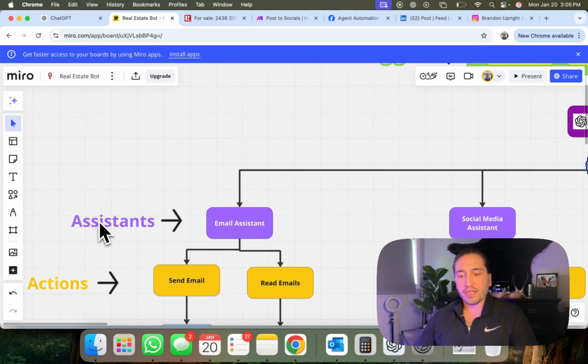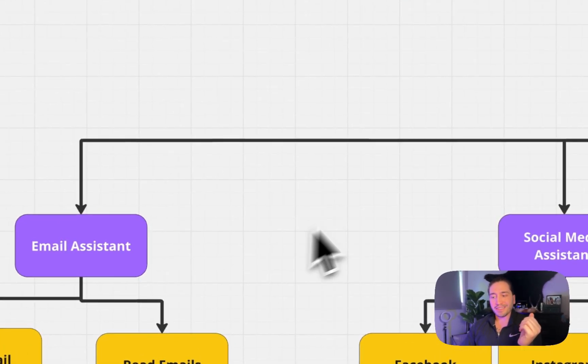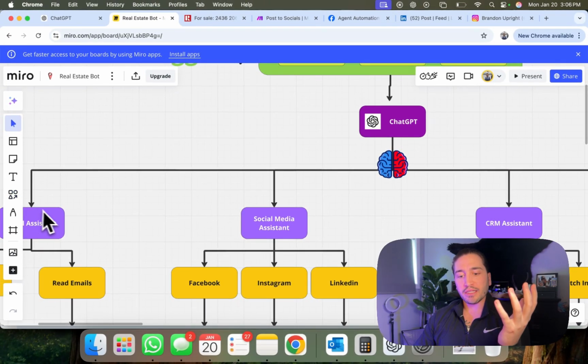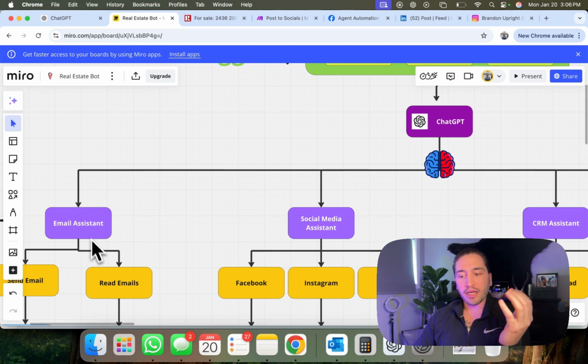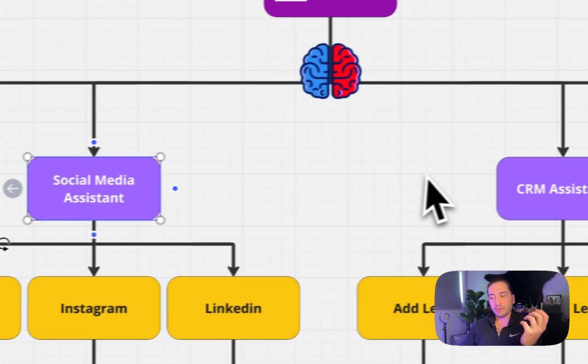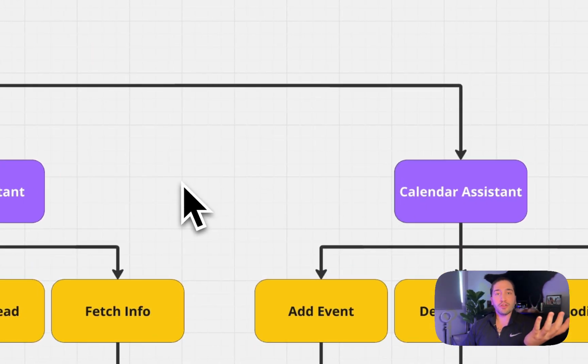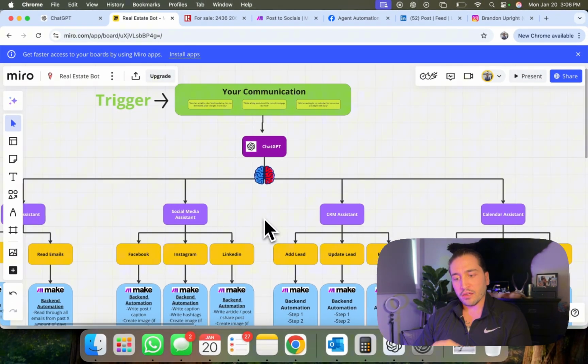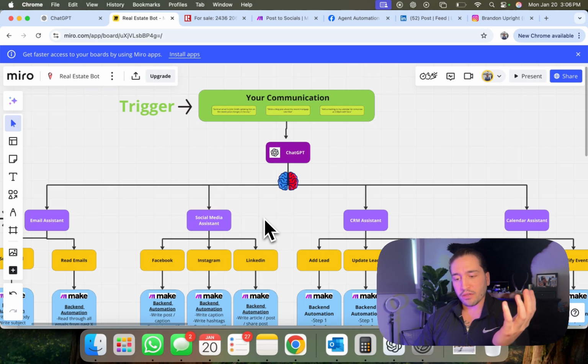And if we think of these purple boxes as individual assistants that are all in charge of a different thing, ChatGPT is going to send that job down to one of these assistants. So whether it's an email job that it has to do, it's going to go to the email assistant. If it's social media, like the one that we just created, it's going to do that. CRM, calendar, and so on, if you want to add additional functionality from there. But these are kind of the most common ones, I would say.